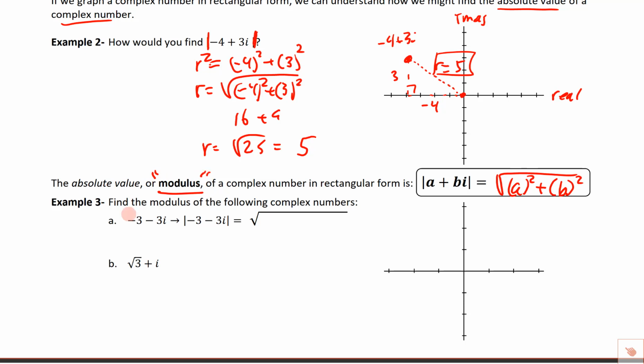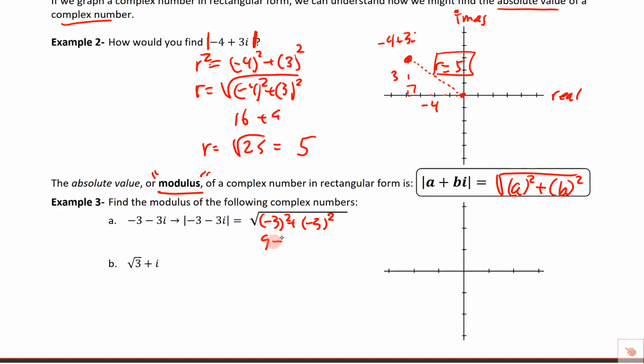So in example 3 here, it says find the modulus of the following complex numbers. So let's just take this. Here's the complex number in rectangular form. If we put it in absolute value, that's what it means to find the modulus. And then the formula says, I'm going to take the real part, negative 3, and square that. I'm going to take the imaginary part, negative 3, and square that. And remember, we don't worry about the i here because the i is taken care of in this vertical part right here. We're just keeping track of the lengths of each one of these. So we're not going to take negative 3i and square it. We just take each one of these lengths, each one of these distances.